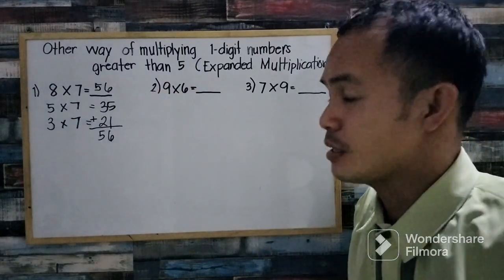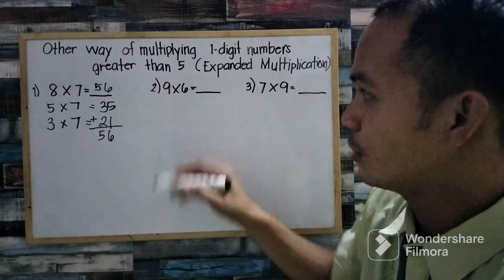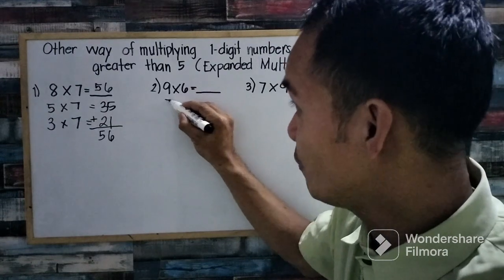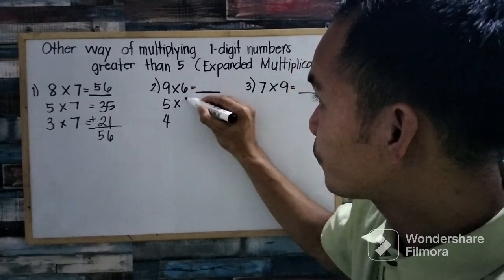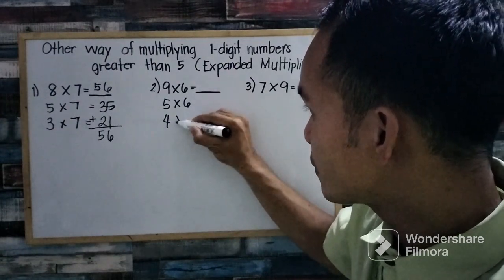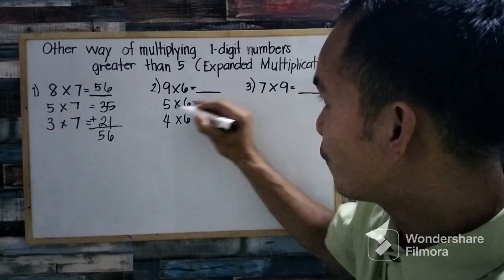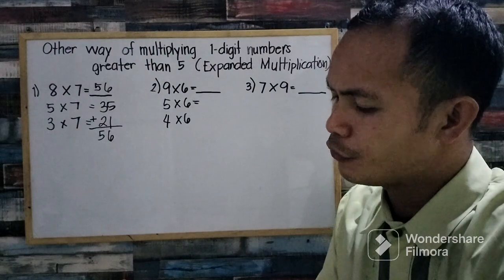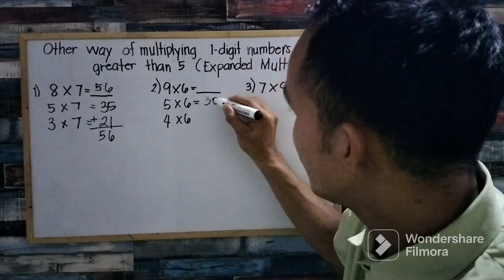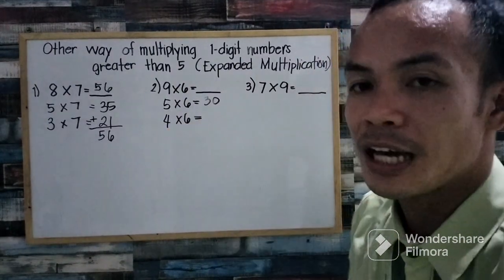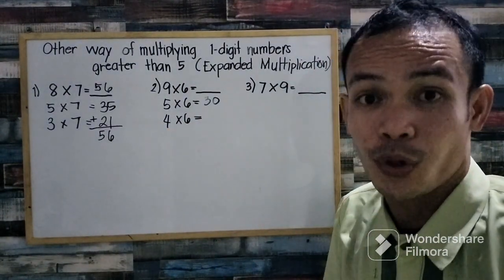9 times 6. So, yung hahatiin natin dito is 9. So, that is 5. And 4. And then multiply both numbers by 6. So 5 times 6, that is 5, 10, 15, 20, 25, 30. Alright? So that is 30. And 4 times 6, that is 24.